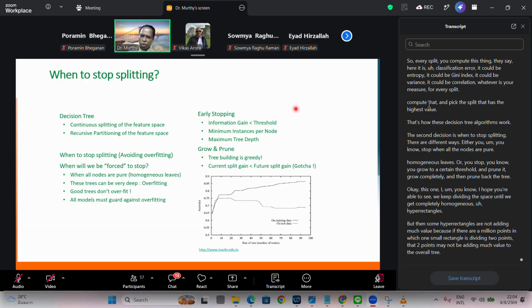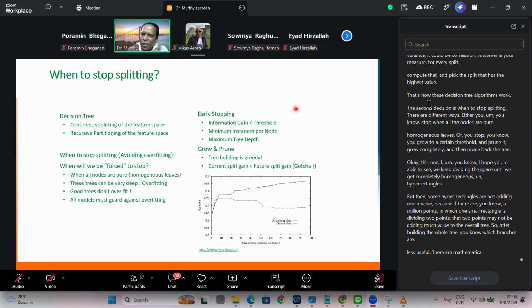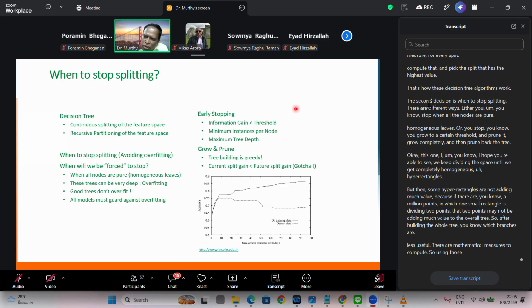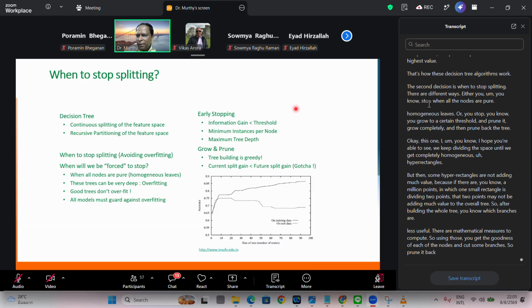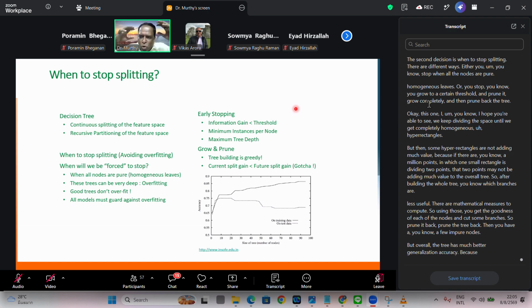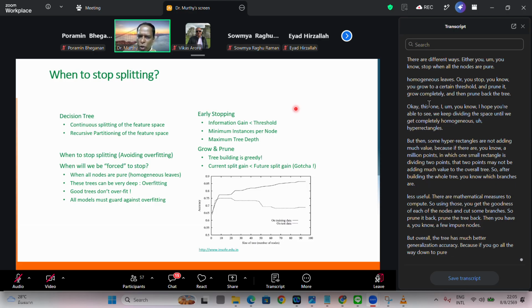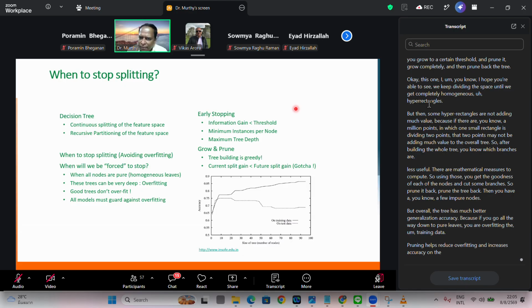So after building the whole tree, you know which branches are less useful. There are mathematical measures to compute. So using those, you get the goodness of each of the nodes and cut some branches. So prune the tree back. Then you have a few impure nodes, but overall the tree has much better generalization accuracy. Because if you go all the way down to pure leaves, you are overfitting the training data. Pruning helps reduce overfitting and increases accuracy on the validation data.